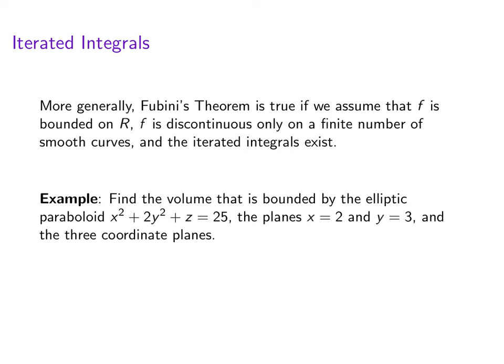So let's take an example. Let's find the volume that's bounded by the elliptic paraboloid x squared plus 2y squared plus z equals 25, the planes x equals 2 and y equals 3, and the three coordinate planes.